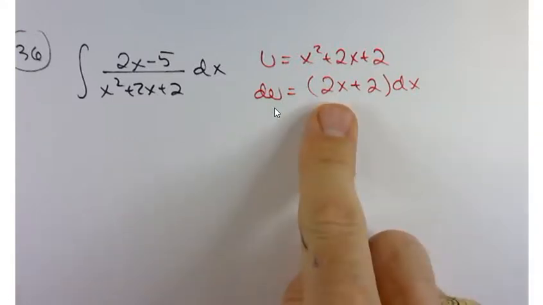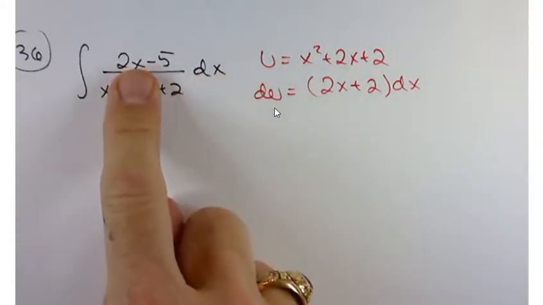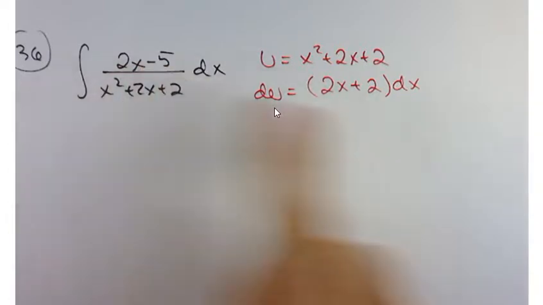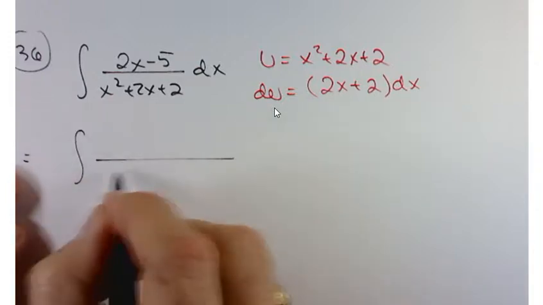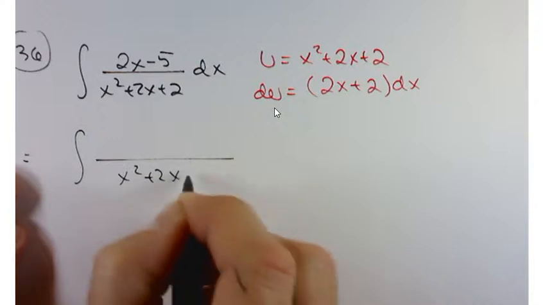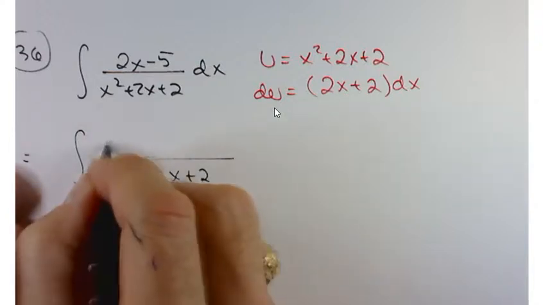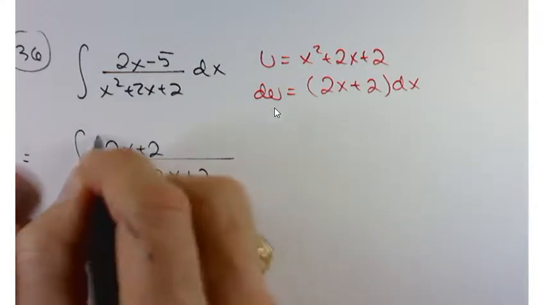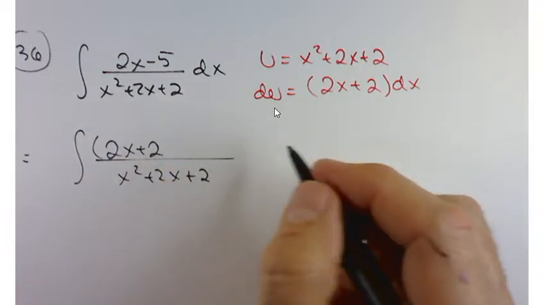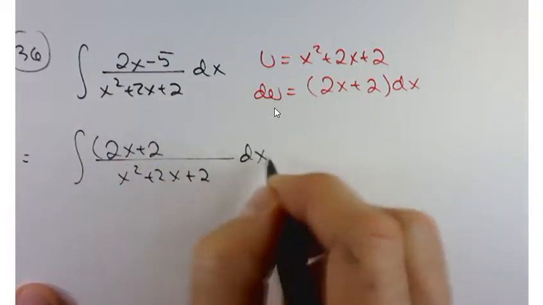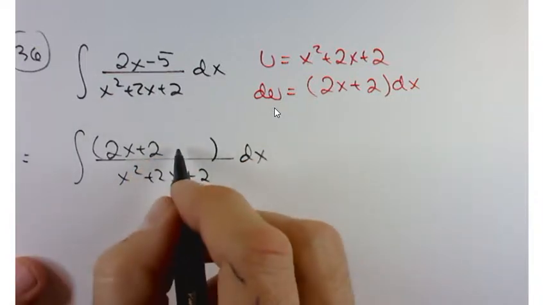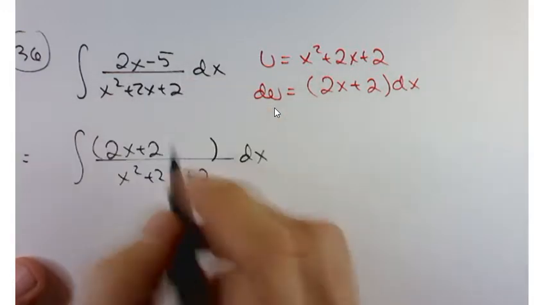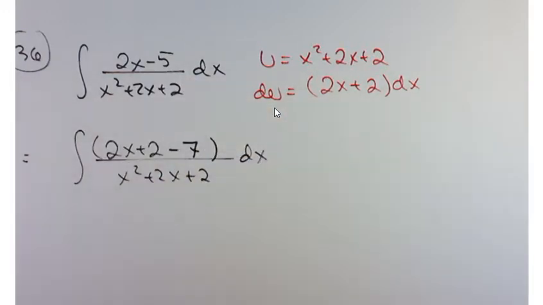Well, it's a linear term. So is this. Here I've got a 2x minus 5. Here I've got a 2x plus 2. So is there a way that I can monkey around with the numerator? I want a 2x plus 2. Now, Kevin, here's where what you were saying earlier is a little bit closer. If this is 2x plus 2, what else would I need here to make this equal? There you go, minus 7.